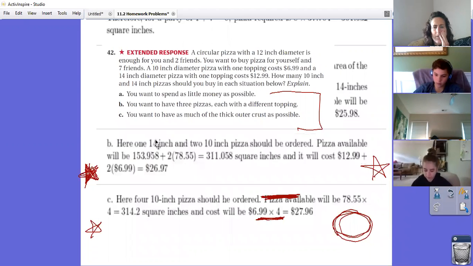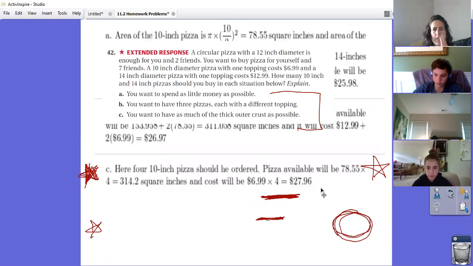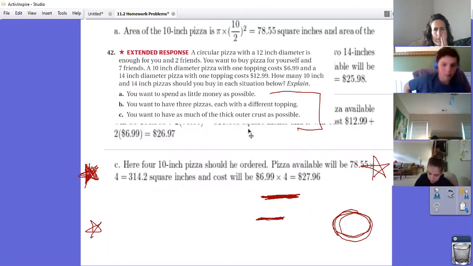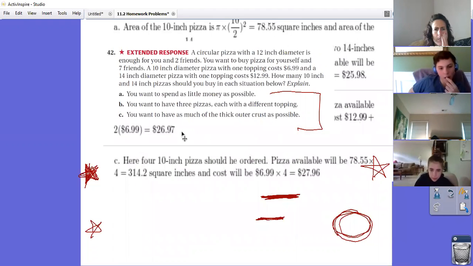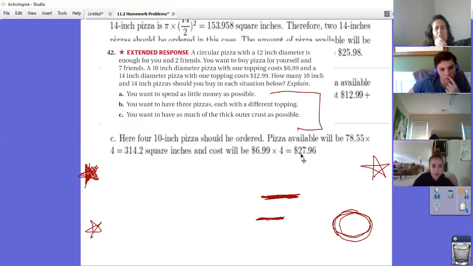Well, let's put the answer up here. I typed it up. So here, 4 10-inch pizzas should be ordered. The pizza available will be 78.5 times that. The cost will be $6.99. 10-inch. Yeah, I'm not really sure about that one. You have as much thicker outer crust as possible. Yeah, because it says nothing about the thickness of the crust.